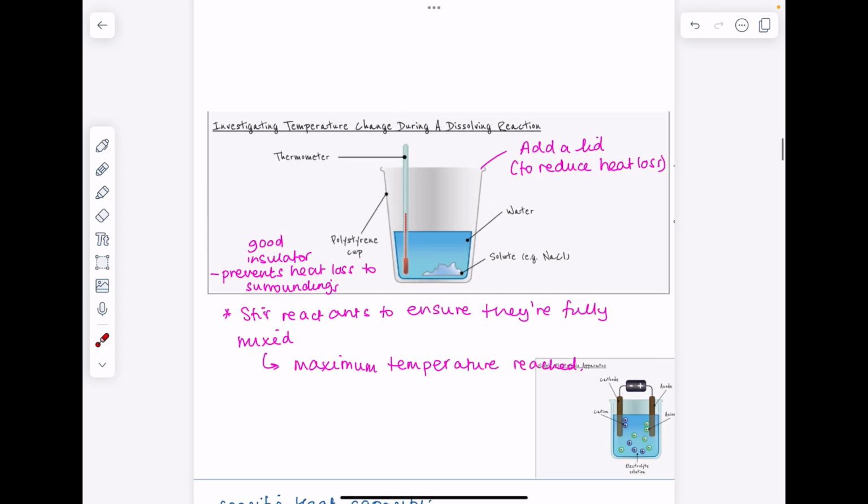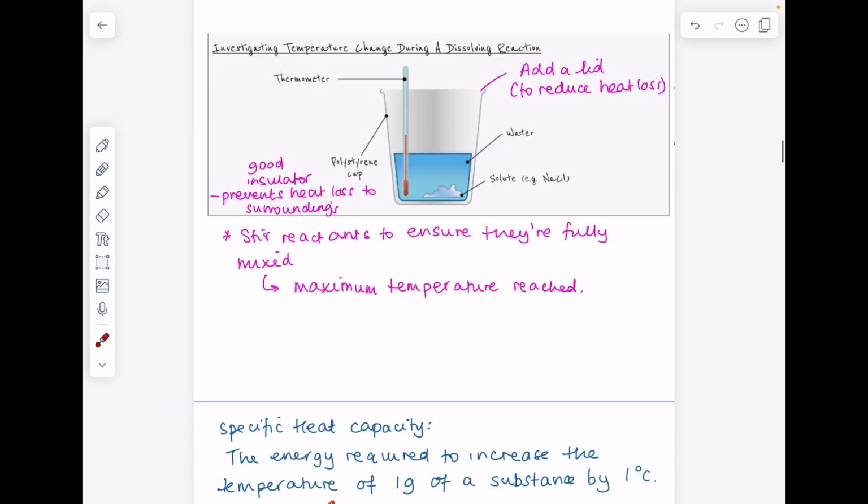This is a really typical setup. So here we're adding sodium chloride to water. We've got a polystyrene cup which is acting as a good insulator, and that's going to prevent heat loss to the surroundings. We might choose to add a lid to further reduce heat loss. When we add the two substances together, we'll want to stir to ensure that they're fully mixed so that a maximum temperature can occur. But the best thing to do here is to look at past paper questions.